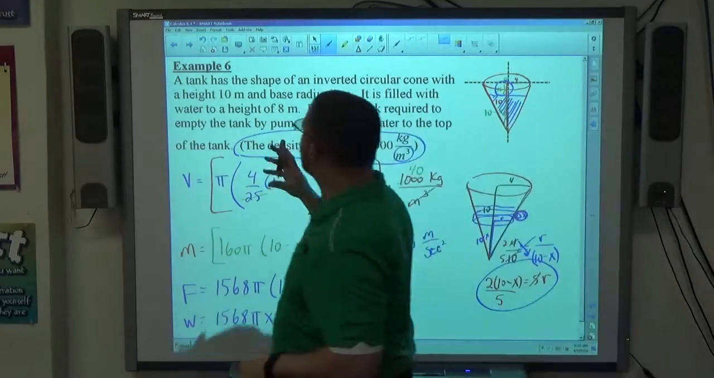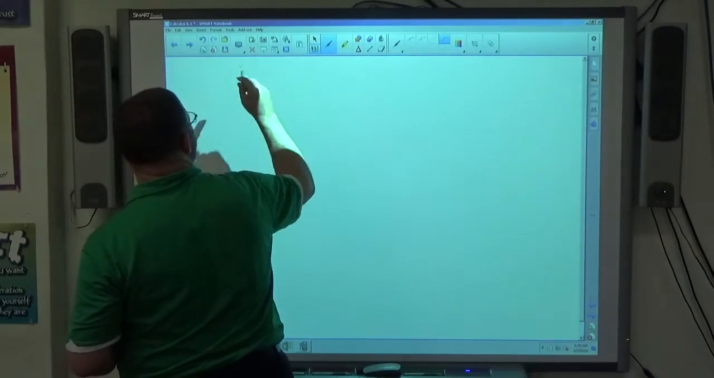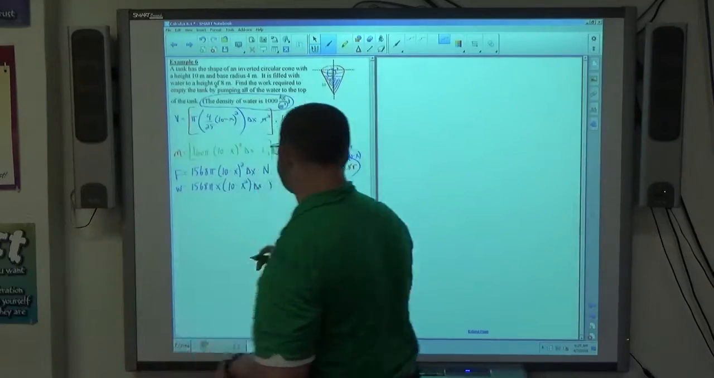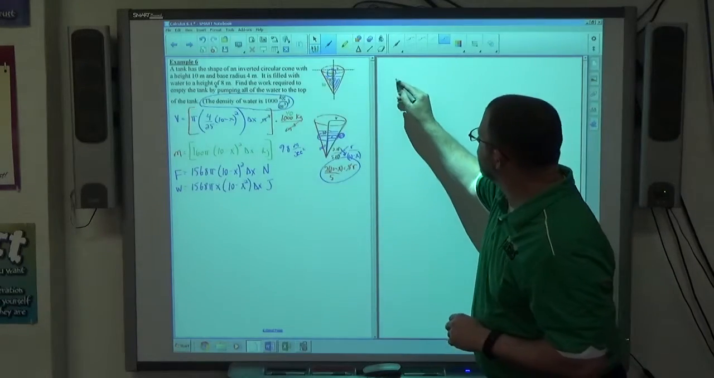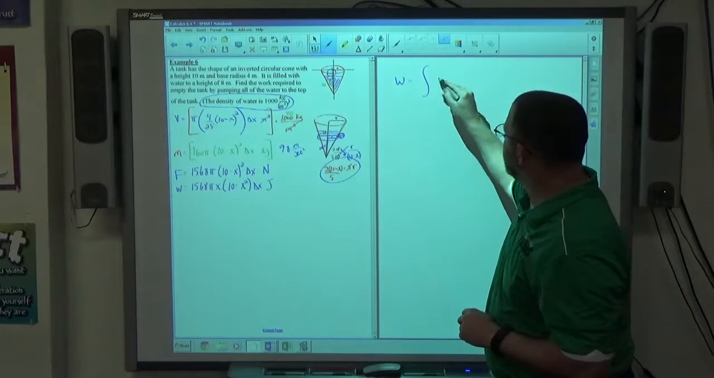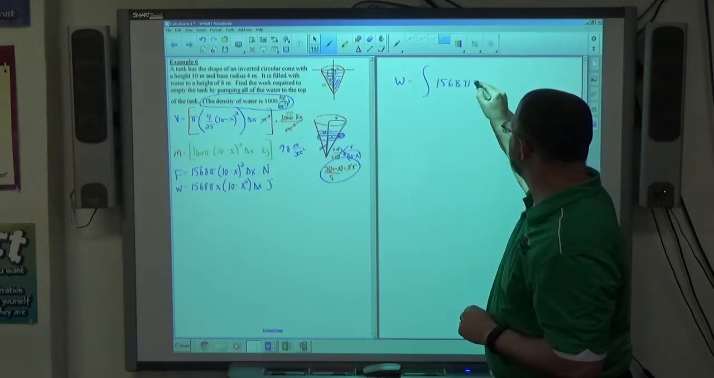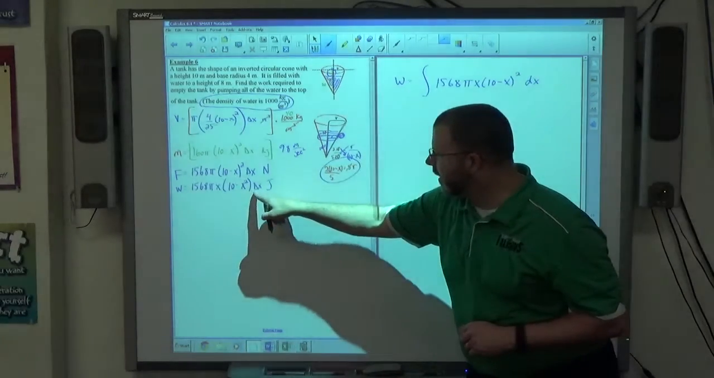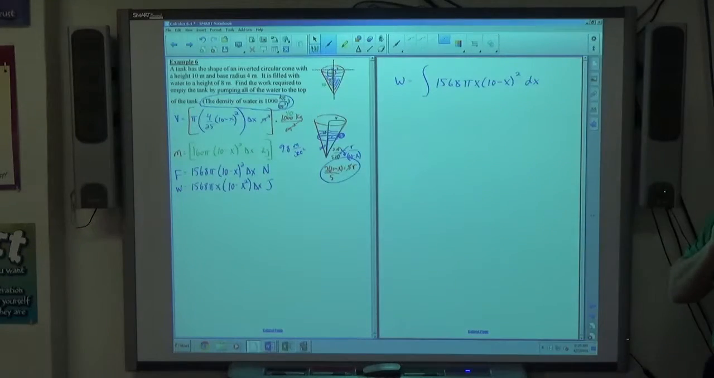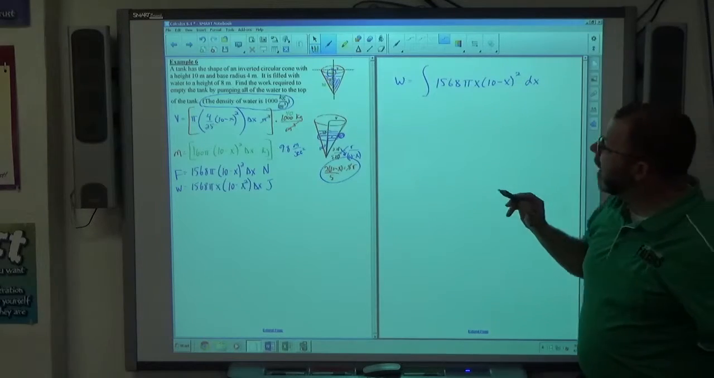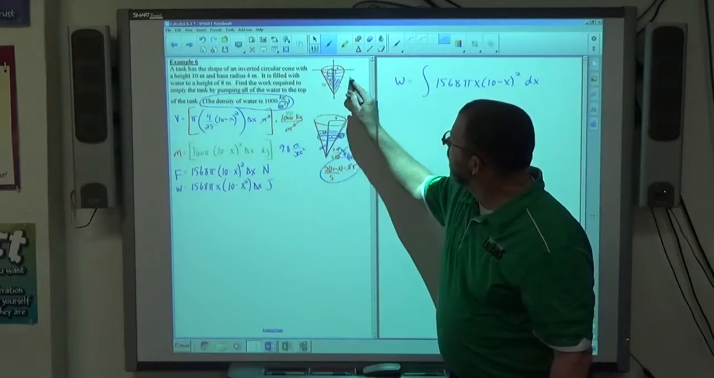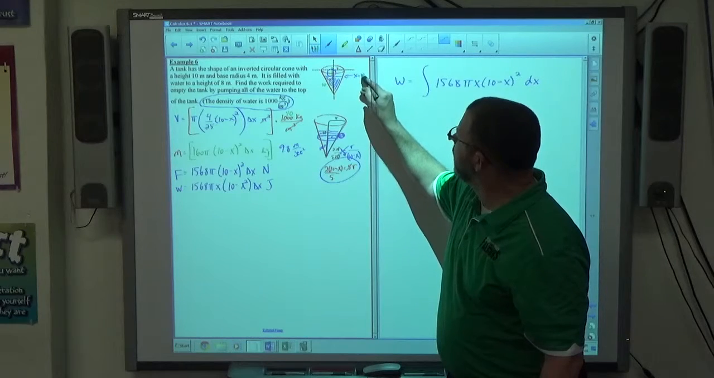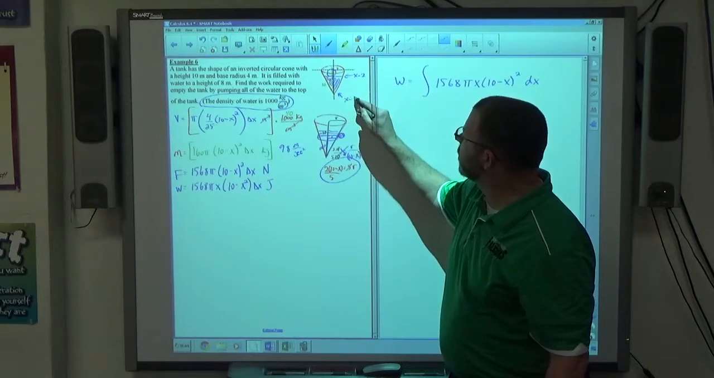All right. I'm going to move to a new page now. So what I want to integrate then is my work function. I'm going to integrate 1568 pi x times (10 minus x) quantity squared, delta x. So delta x becomes dx. The delta x has been coming along for the ride all this time, and it is dx. And if we take a look at our picture, this is where x starts, x equals 2, and this is where x ends, x equals 10.